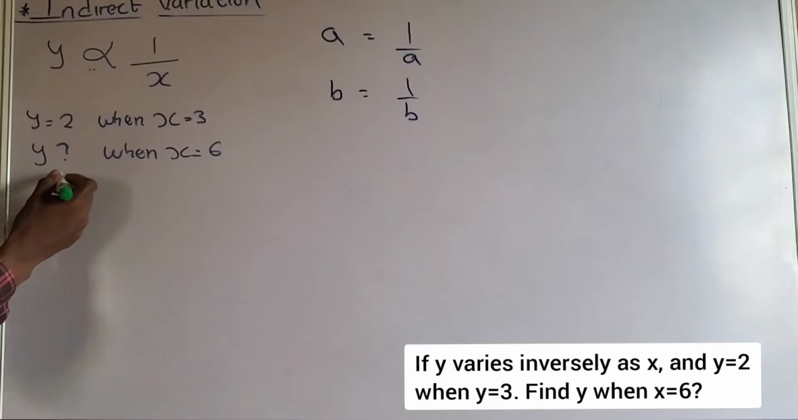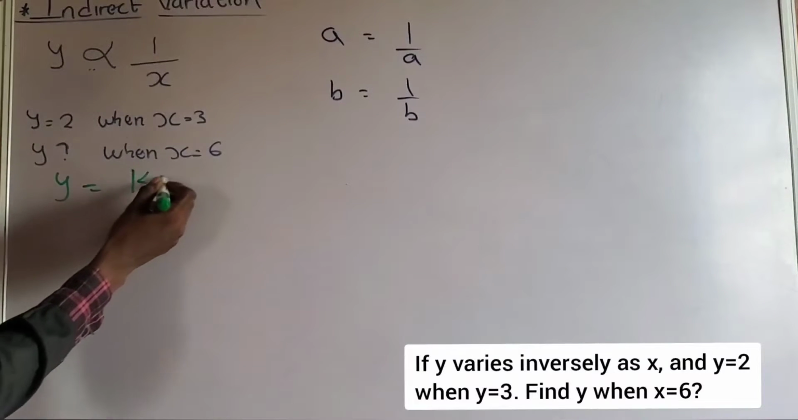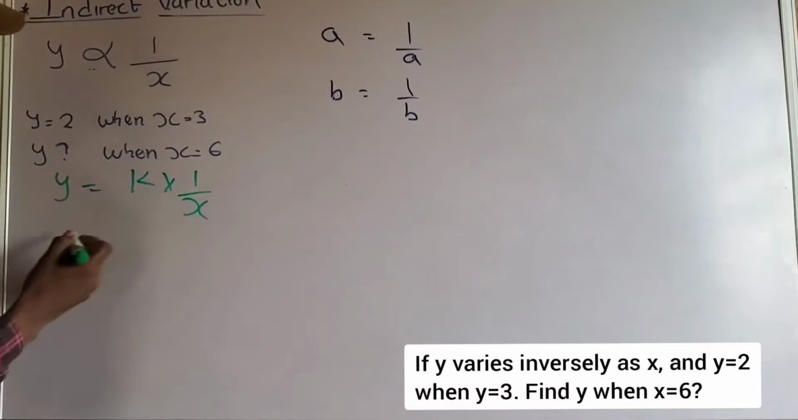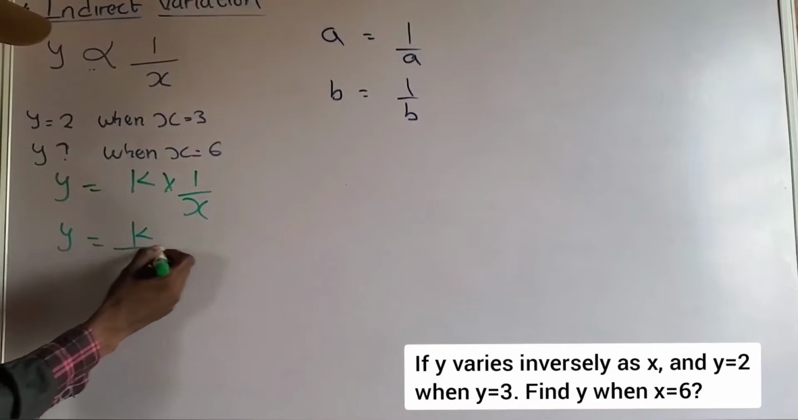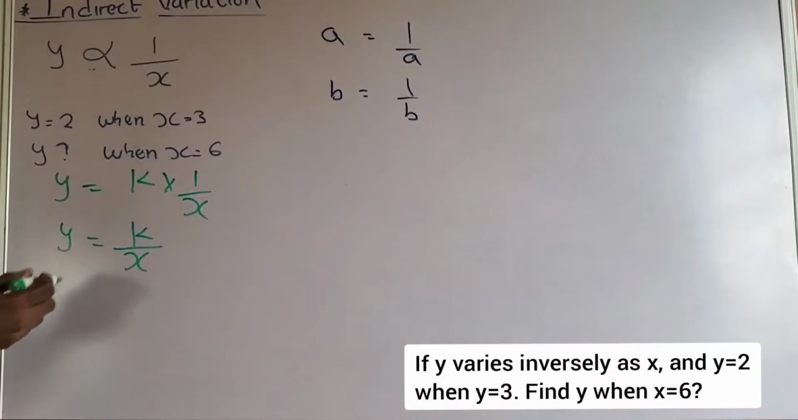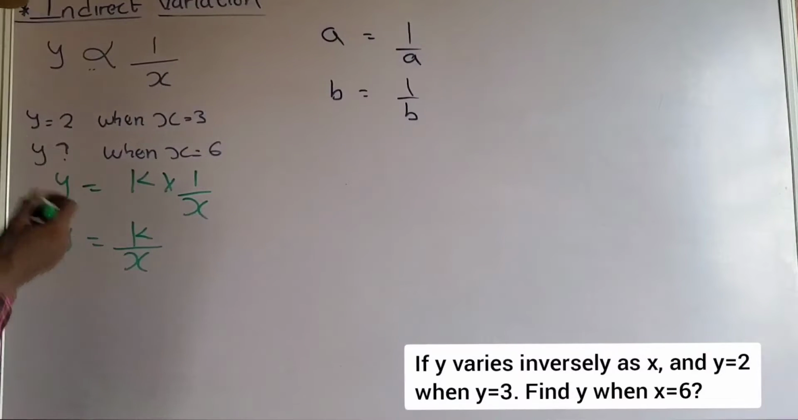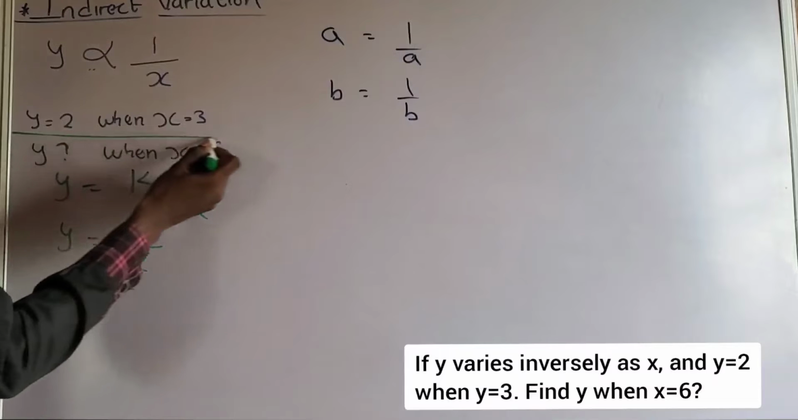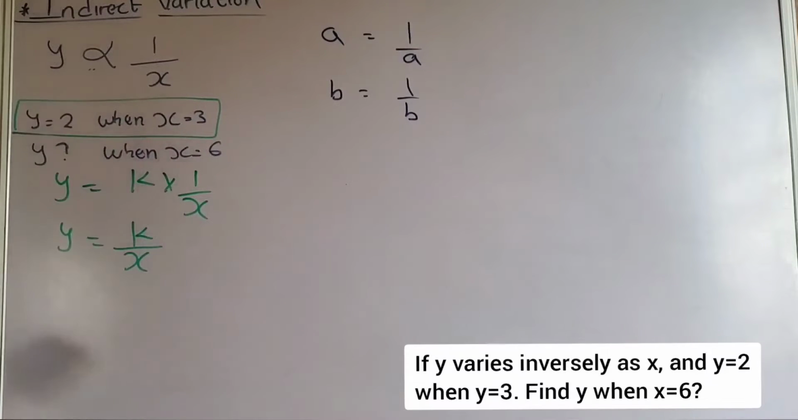Okay, so I'm going to have y equals k multiplied by 1 over x. So y equals k over x. Don't forget that I told you k is just a constant, which tells us the degree of variation, the degree of difference that exists between the variables x and y. So having understood that, we can now solve for the value of k from the values of y and x that we have been given.